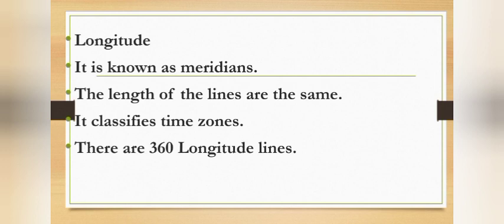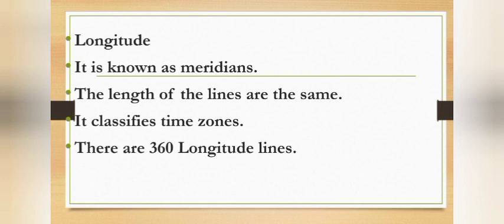Now let's see longitude. Longitude is known as meridians. Latitudes are known as parallels. The length of the longitude lines is the same. But for latitude, the length of the lines is different. From the equator to the poles, the size is decreasing, but for longitude the length of the lines is the same.